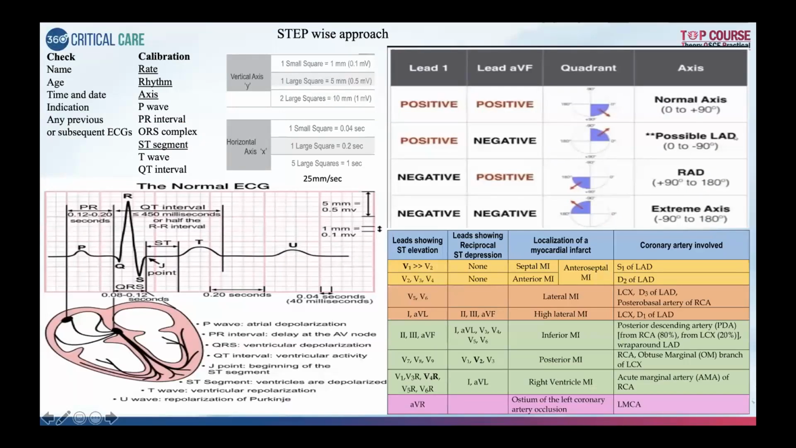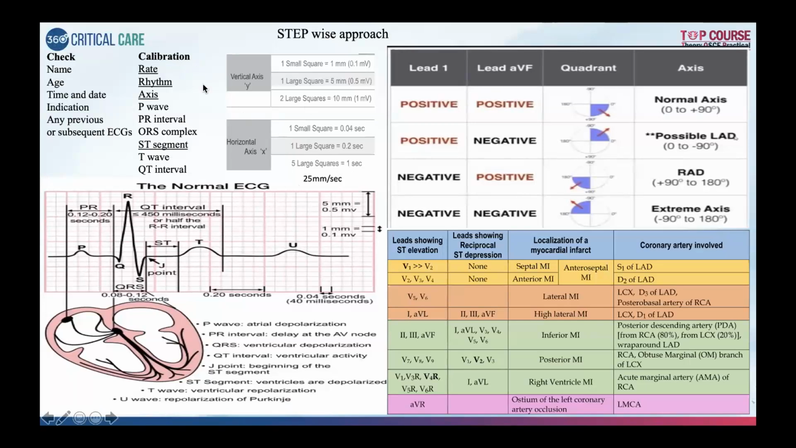First, I'll be spending some time on the two slides, a stepwise approach. How do you approach an ECG when you're given one? First, check the name, date, the patient's age, the indication, and any previous and subsequent ECGs that are available. The other most important thing is the calibration, whether it's calibrated or not. What is the speed?